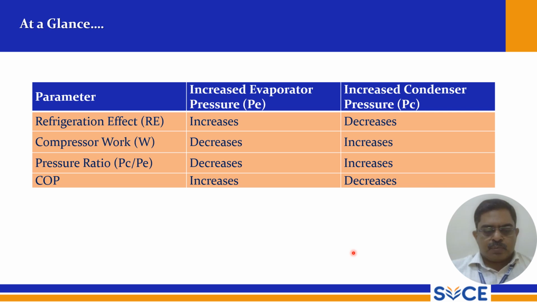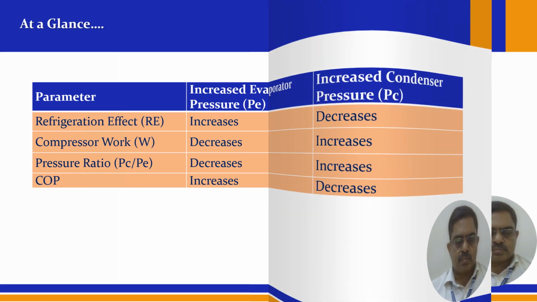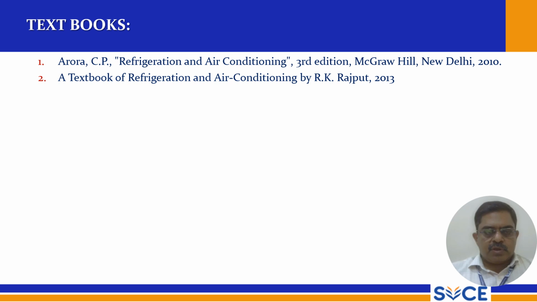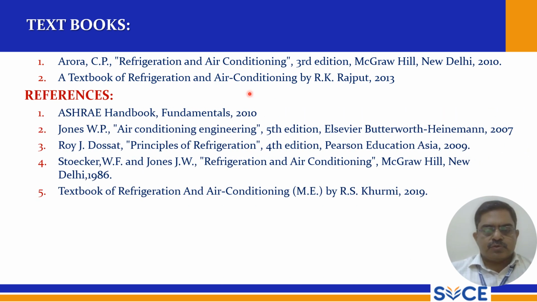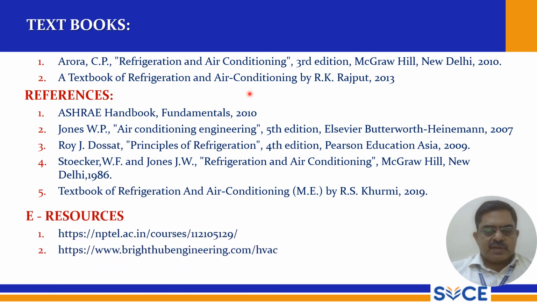Next, coming to our books, as usual, you can refer to this content in the C.P. Arora book, Refrigeration and Air Conditioning, third edition, which is a good book for Unit 2. A refrigeration textbook by Rajput, you can also refer to, but you can get more information in C.P. Arora. As usual, we can refer to Kurmi, and we can also refer to web resources, that is NPTEL and Bright Hub Engineering. But you can get more relevant information in C.P. Arora than in any other references mentioned here.